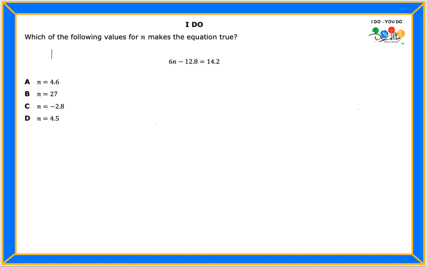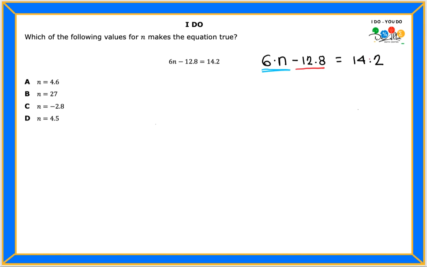Okay, so I'm going to copy the equation that's given on the right side, and it says 6 times n minus 12.8 is the same as 14.2. And then remember guys, this means that we have 6 n's, and I'm going to put it in blue. It means this value here will be negative. It will be like having plus negative 12.8. That can be changed to minus 12.8.